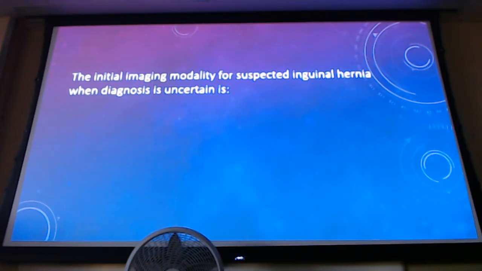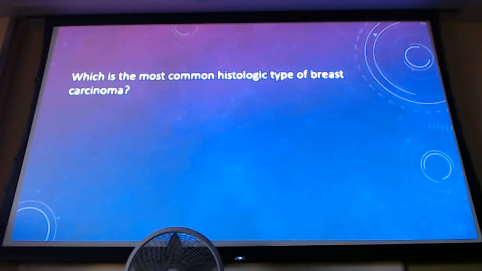Initial imaging modality for suspected inguinal hernias when the diagnosis is uncertain is? Ultrasound. What do we do first? Ultrasound. Right. Then what do we do if we still can't figure it out? CT, abdomen, pelvis, with contrast. Good. Alright. Any questions on hernias?